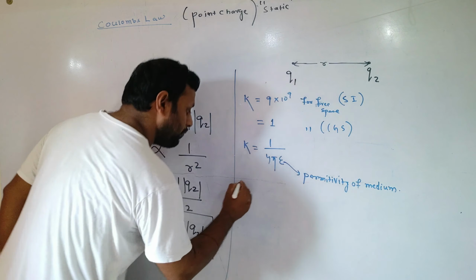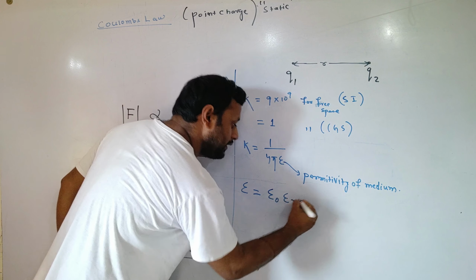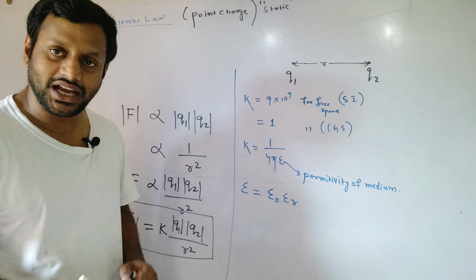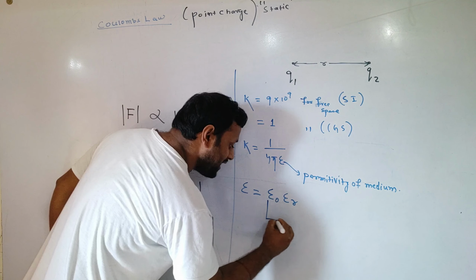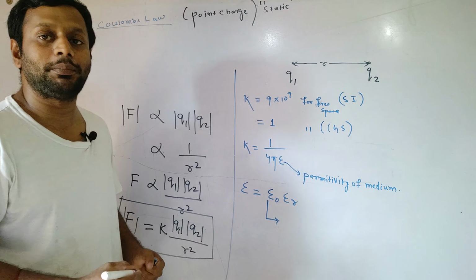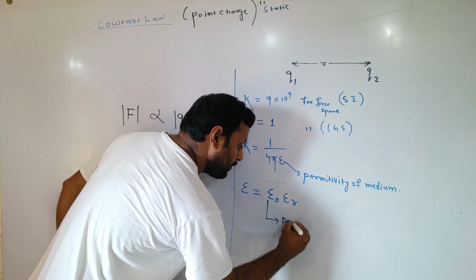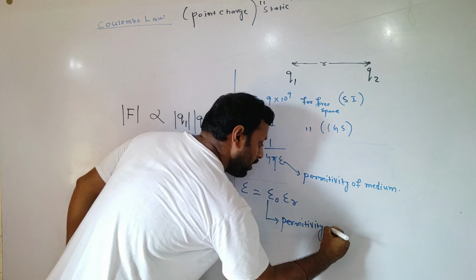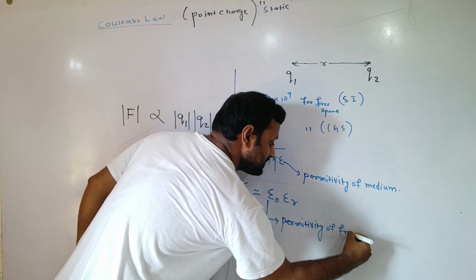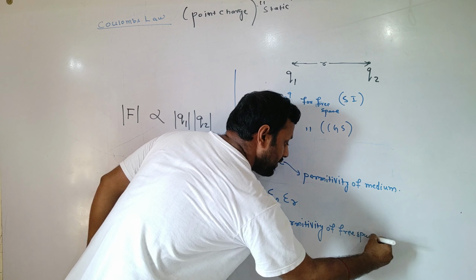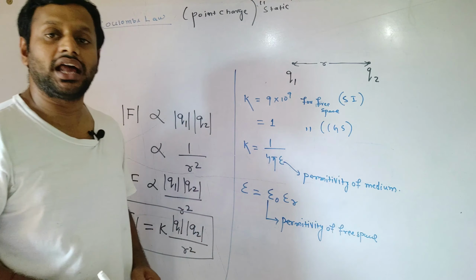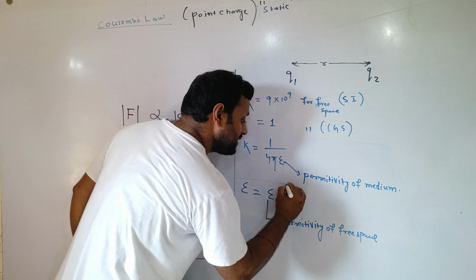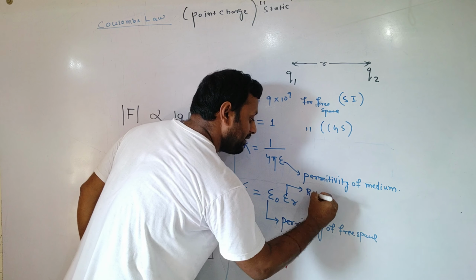Now I am moving to what permittivity is. The permittivity of a medium, epsilon, is equal to epsilon 0 into epsilon r, where epsilon 0 is called the permittivity of free space, and epsilon r is called the relative permittivity.